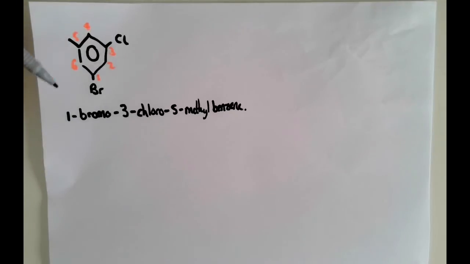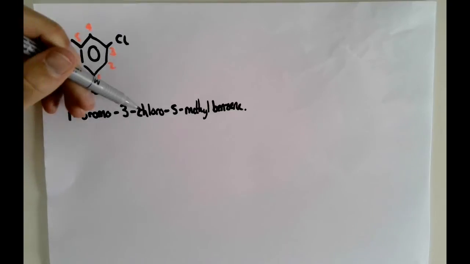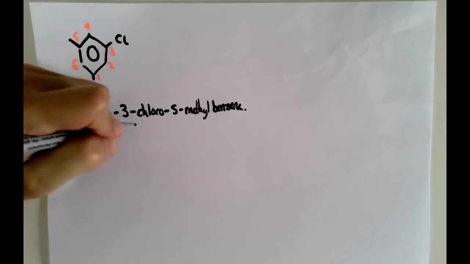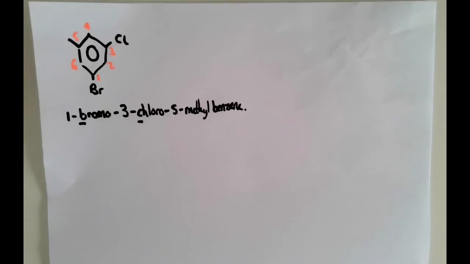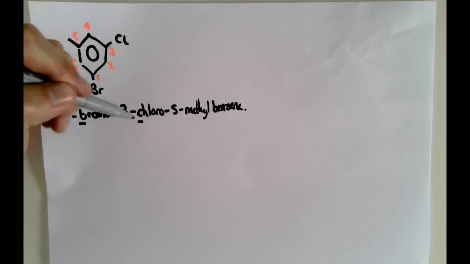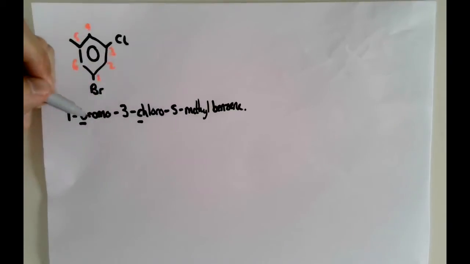So you might be thinking, why has he done bromo before chloro? And the reason is that the letter B is first in the alphabet before the letter C, so you have to name the substituents in alphabetical order. So B, then C, and then M, all in alphabetical order.